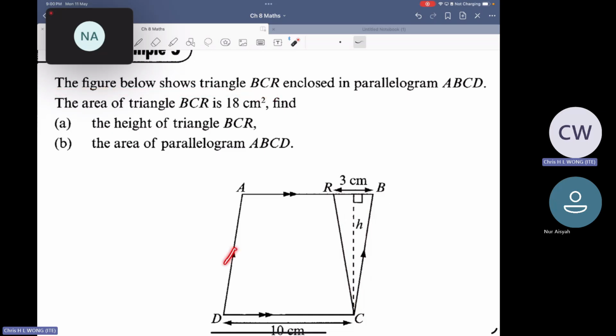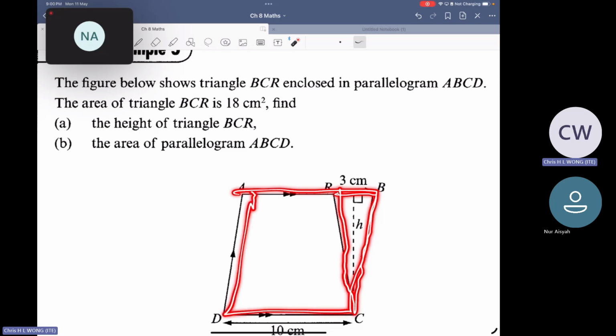Now, BC is parallel to AD, you know? ABCD is a parallelogram. So you can see that ABCD is a parallelogram, and BCR is inside the parallelogram, right? You can see that the BCR is inside the parallelogram.